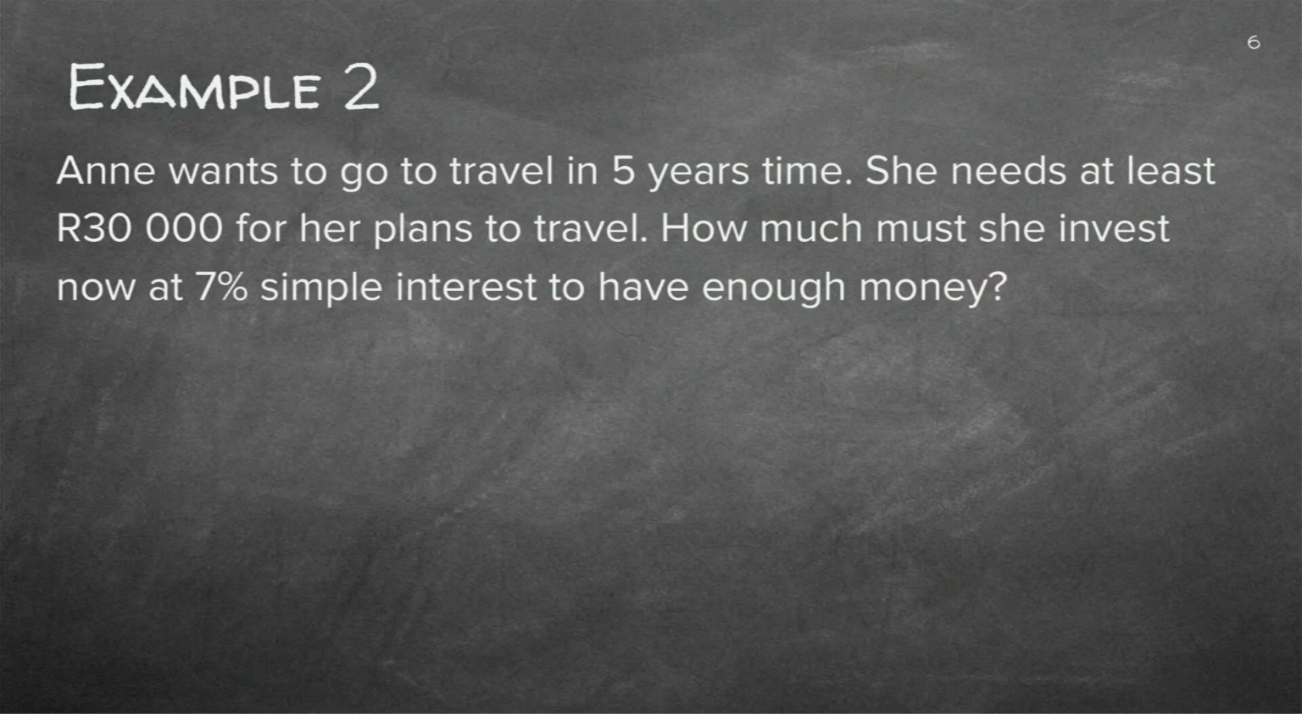Anne wants to go travel in 5 years' time. There's my N, 5 years. She needs at least 30,000 for her plans to travel. When does she need that? Now or in 5 years' time when she travels? In 5 years' time when she travels. So do you agree with me? This is the end amount that she wants in the end. That's why this is my A.